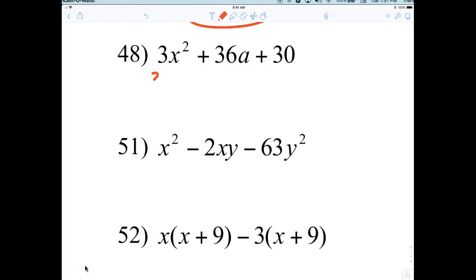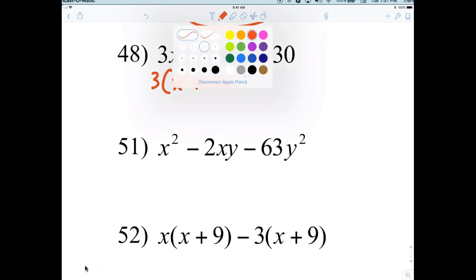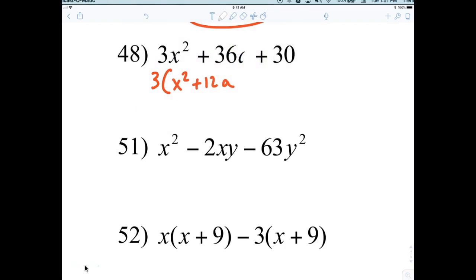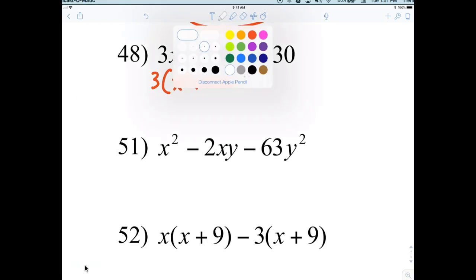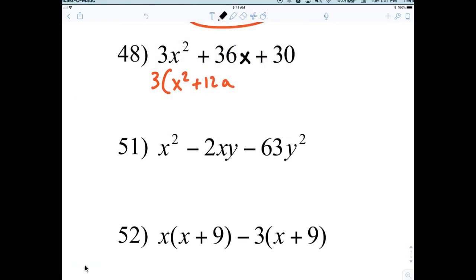So let's pull out a 3. Uh-oh. That should be an X, guys. The A should be an X. Change that. Plus 10. Now, are there any factors of 10 that make 12?